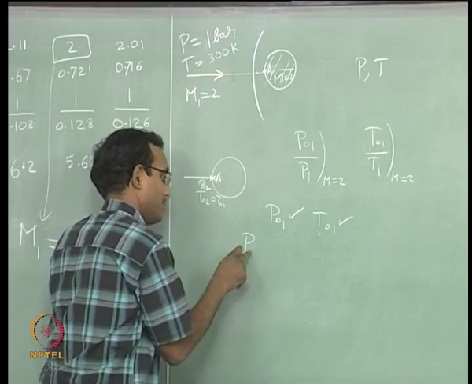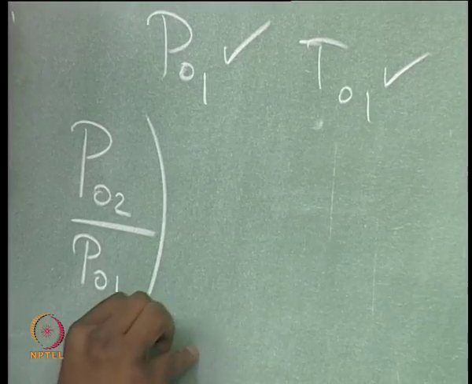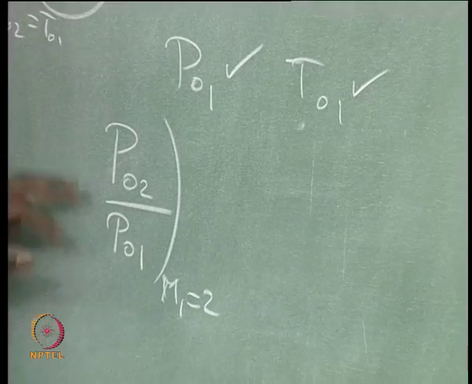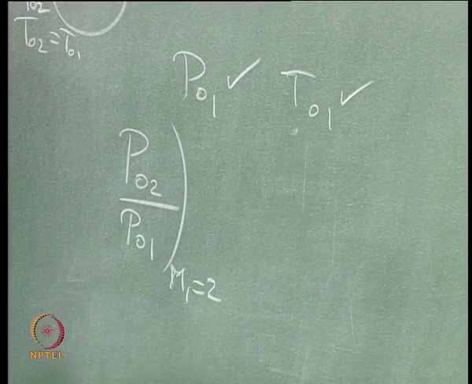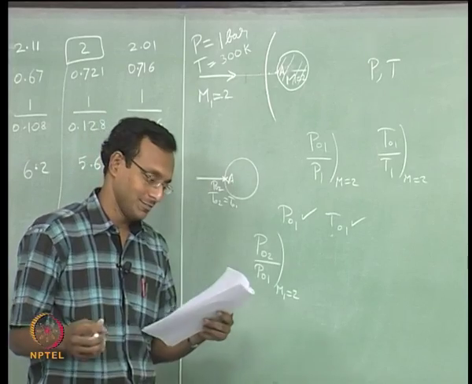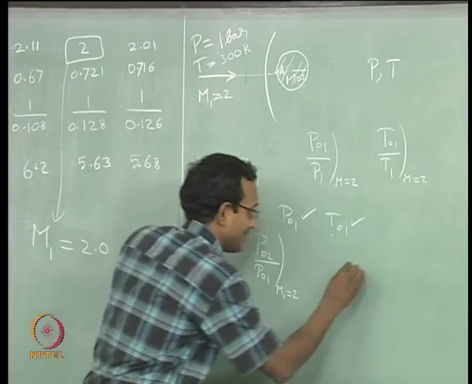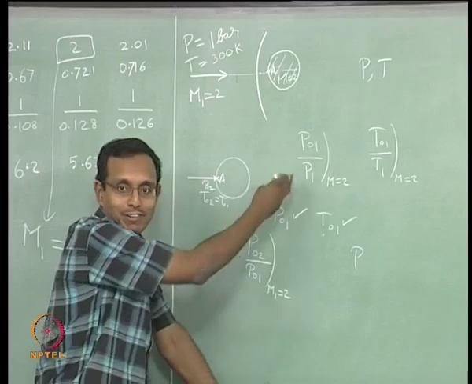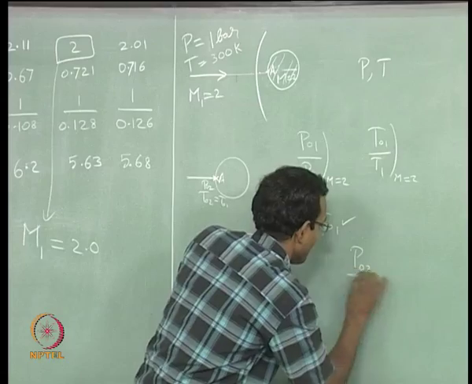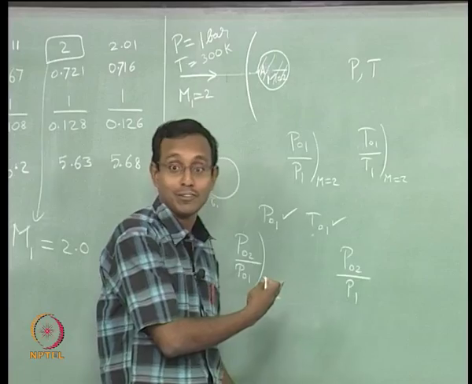If I want to find P naught 2, I have to go to my normal shock tables, M1 equal to 2, and look up that particular condition P naught 2 by P naught 1. I can do all this, or I will take a shortcut. It so happens that my tables have P naught 2 by P1, which is very useful.